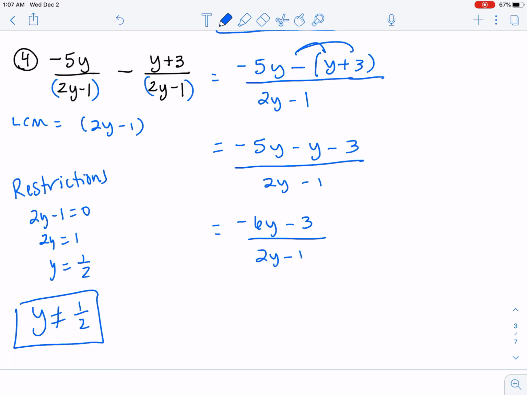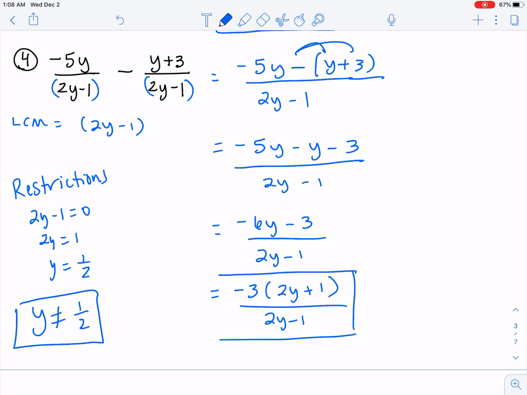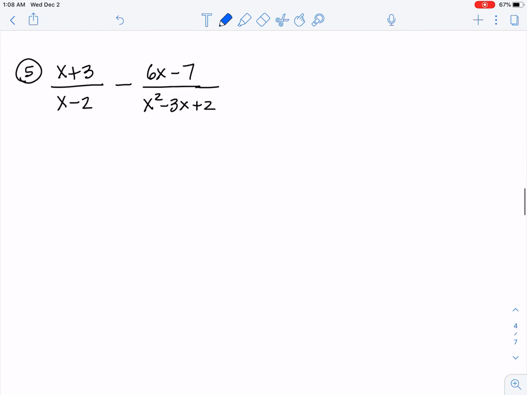All right, let's see what we can simplify out of the top. Take out a negative 3, and that gives me 2y plus 1 over 2y minus 1. Well, nothing cancels. Nothing simplifies, so that is my simplified rational expression. Okay. All right, next example.